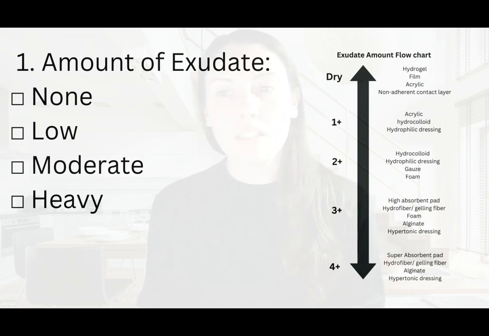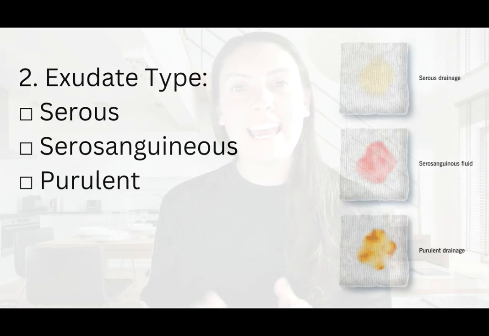Okay, so as you can see here off to the right-hand side, we have the exudate amount flow chart. It shows the different dressings for the different levels of exudate. All of these either come in plain or with antimicrobials on them. So we're going to keep that in mind here as we look at the exudate type. Whether it's serous, serosanguinous, purulent, both of these, the amount and type, are going to help us determine and choose the right dressing.